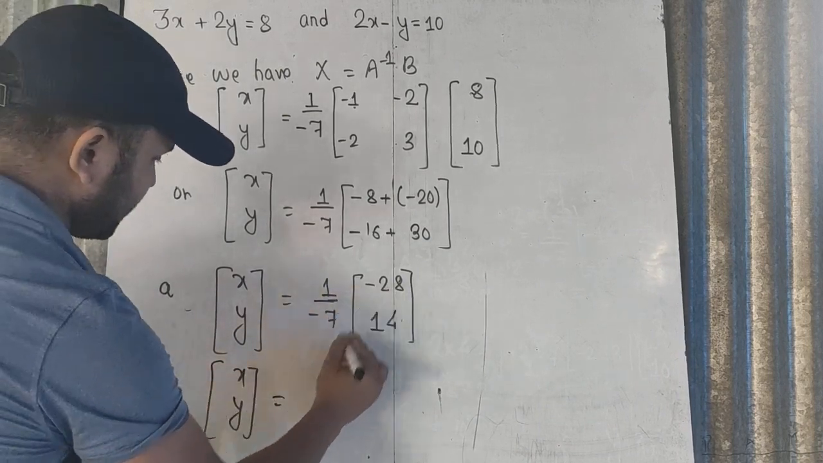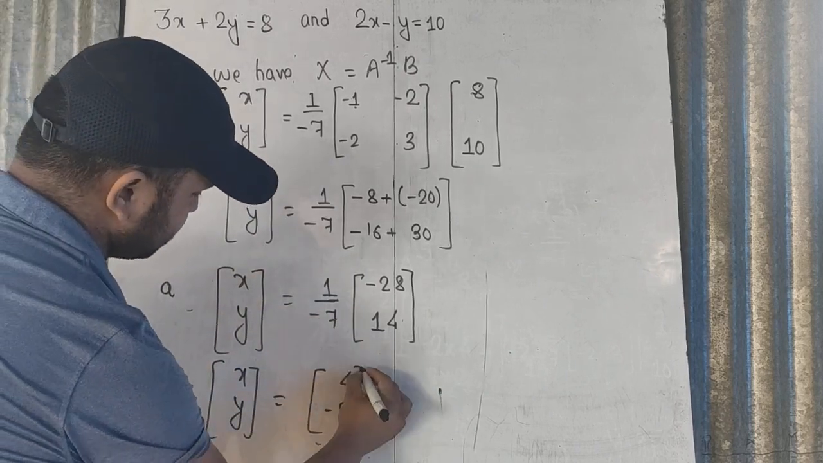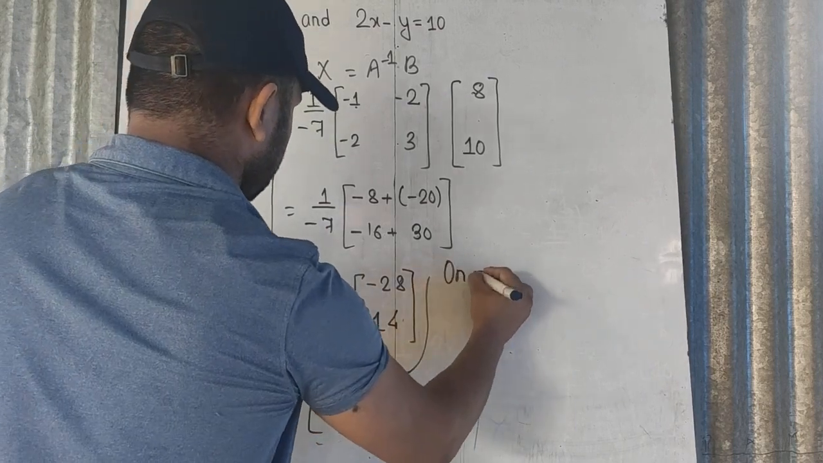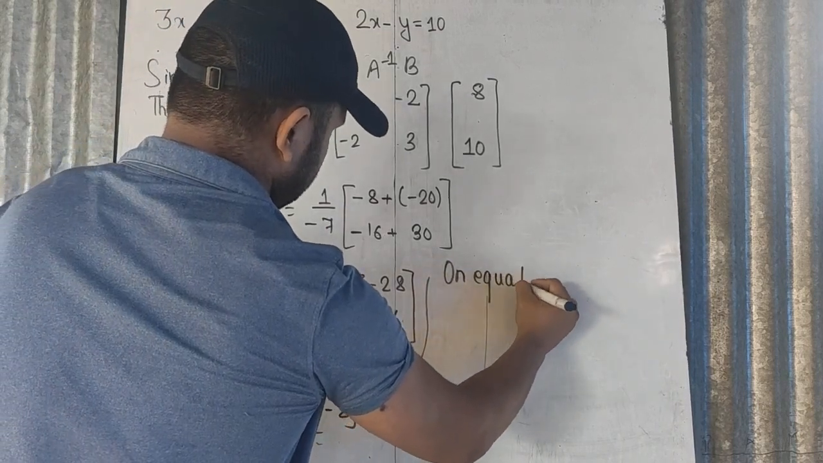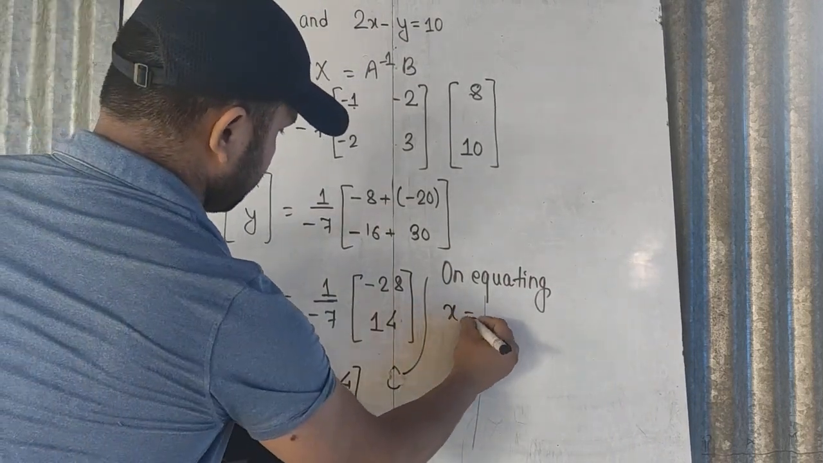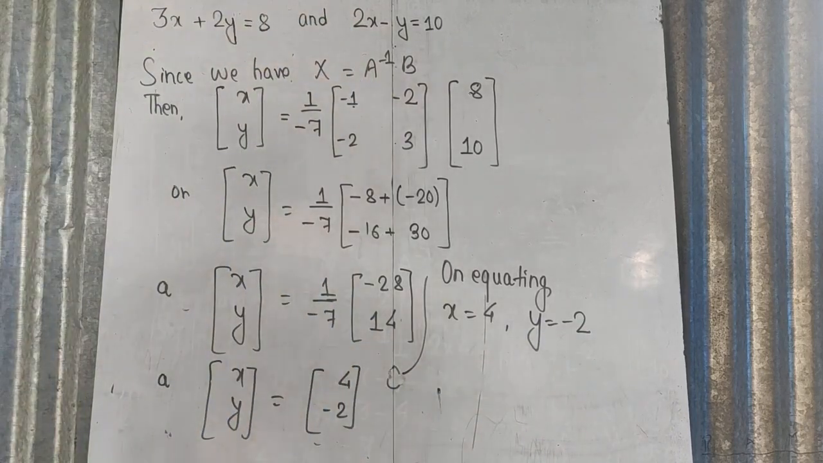1 by minus 7 into minus 28 is 4. 1 by minus 7 into 14 is minus 2. So on equating, now we are equating the elements. So on equating we get that x equals 4 and y equals minus 2. So this is the solution for our answer.